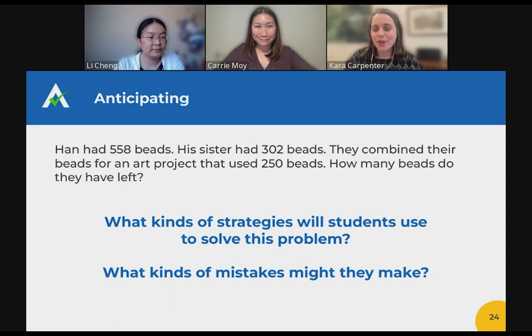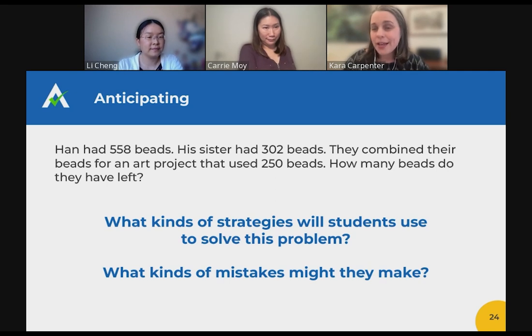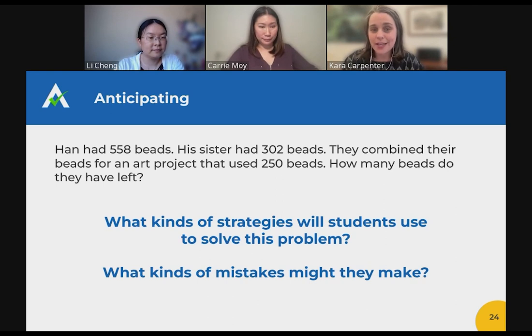Yeah, okay. So we're going to see what each of these look like with this particular problem. So the first step, again, is anticipating. So I'm going to read this problem, and I want you to be thinking about and writing in the chat, what kinds of strategies do you think students will use to solve this problem, and what kind of mistakes do you think they will make? So this is a problem from a 3rd grade Illustrative Mathematics unit. So Han had 558 beads.